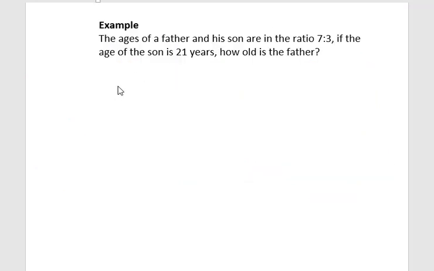The next question: the ages of a father and his son are in the ratio 7:3. If the age of the son, just the son, is 21 years, how old is the father? Okay, whenever we have a ratio question, the first thing is to solve for the total ratio. So let's figure that out, and that's 7 plus 3.